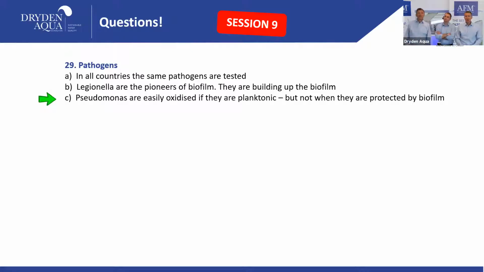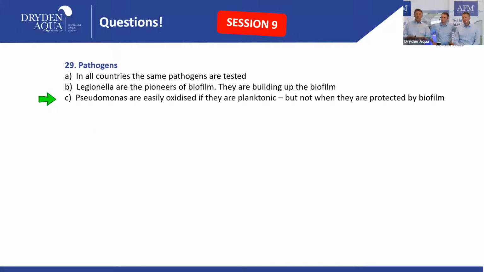It's C. In Italy and Spain, they test Pseudomonas. In Germany, they test Legionellas. That's where their focus is. In the UK, it's crypto. So it's not in each and every country the same one which is important.